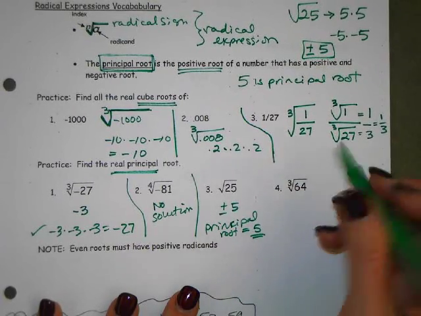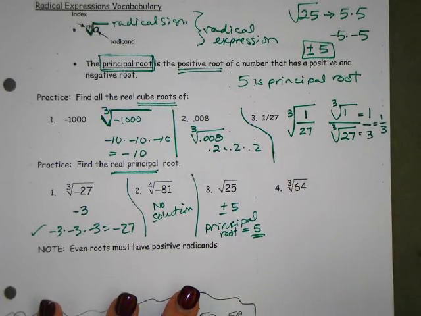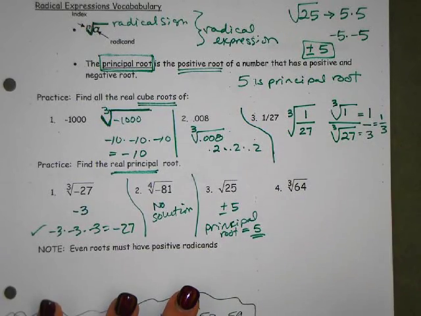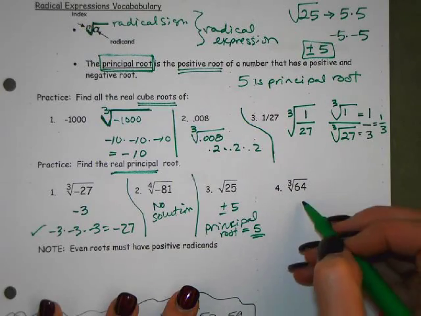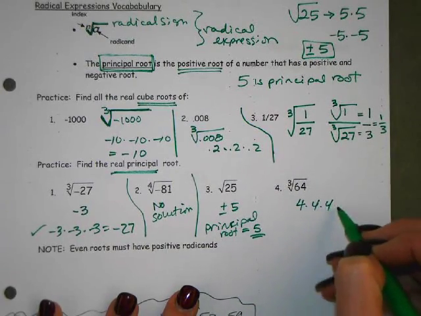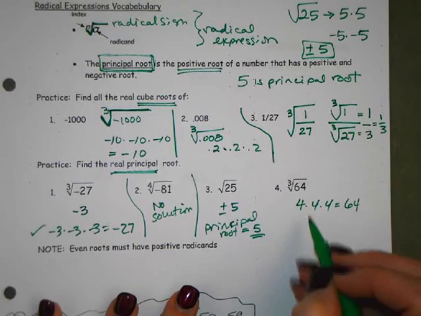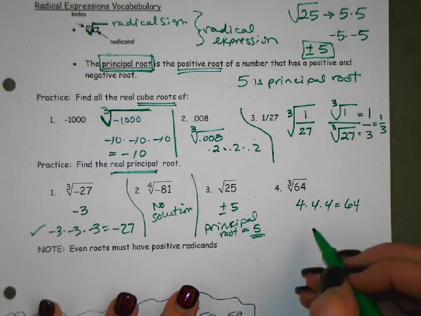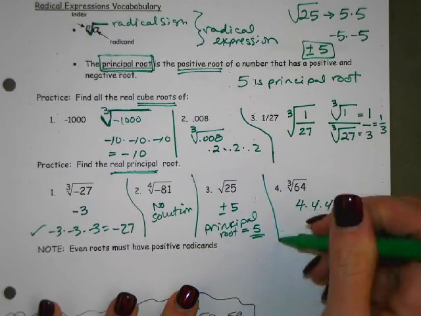Okay? Alright, now I'm looking for the cube root of 64. So I need a number that's multiplied by itself 3 times to get 64. 4. Okay, because 4 times 4 times 4 equals 64. So therefore it is an odd index. It's positive, so therefore it must be a positive. Okay?